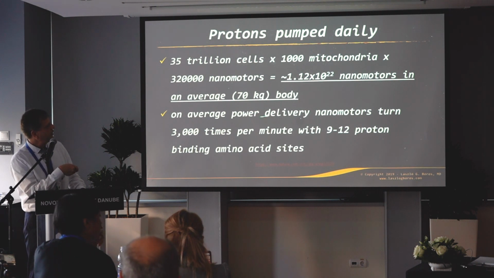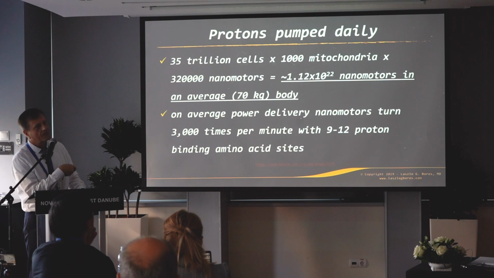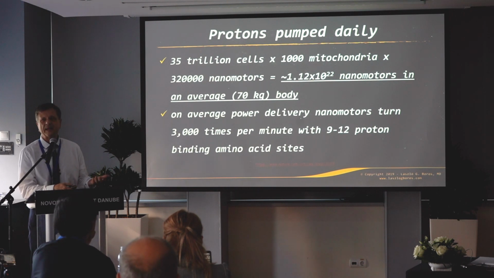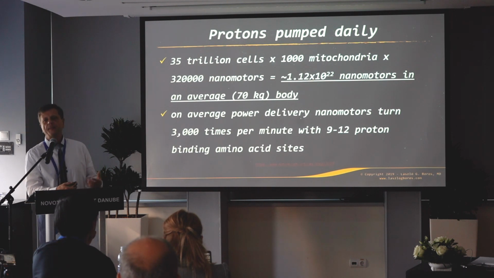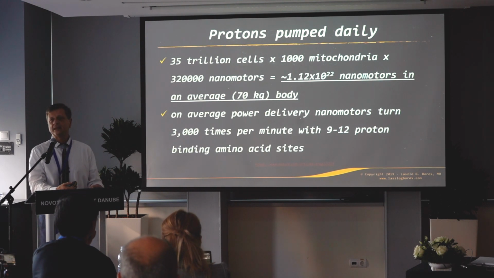And you know, practically these nanomotors transfer 9 to 12 protons each time they turn around. We use an average of 3,000 rotations per minute. There are nanomotors that are spinning about 40,000 rotations per minute. They found a bacteria which really rapidly turns these nanomotors around.